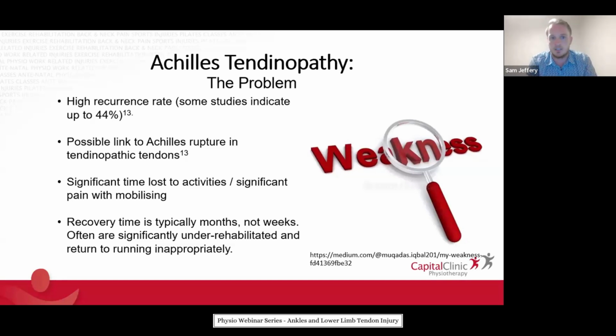And typically there's significant time lost to activities and pain with mobilizing, kind of a lot like plantar heel pain. And again, recovery time, particularly for those who want to get back to where they were before, is months, not weeks, usually. Some people might get there quicker depending on where they're at in their cycle. The one thing I find though, and the problem with a lot of the patients I tend to see, particularly if I'm seeing someone who's had multiple failed returns to running or is wanting a second opinion, is that they are significantly under-rehabilitated, I find, Achilles tendinopathy patients, and they get back to running way too quickly, or at too high a load way too quickly. I'll go through a little bit of that in the rehab.